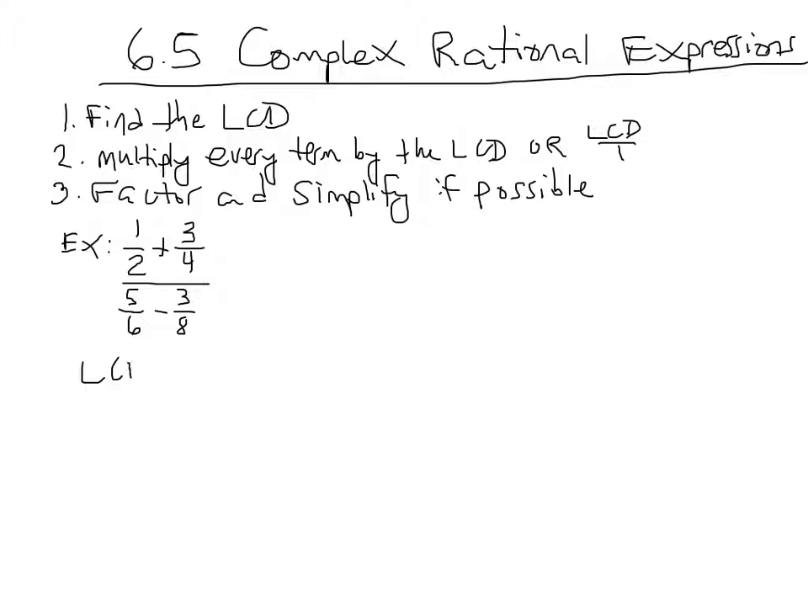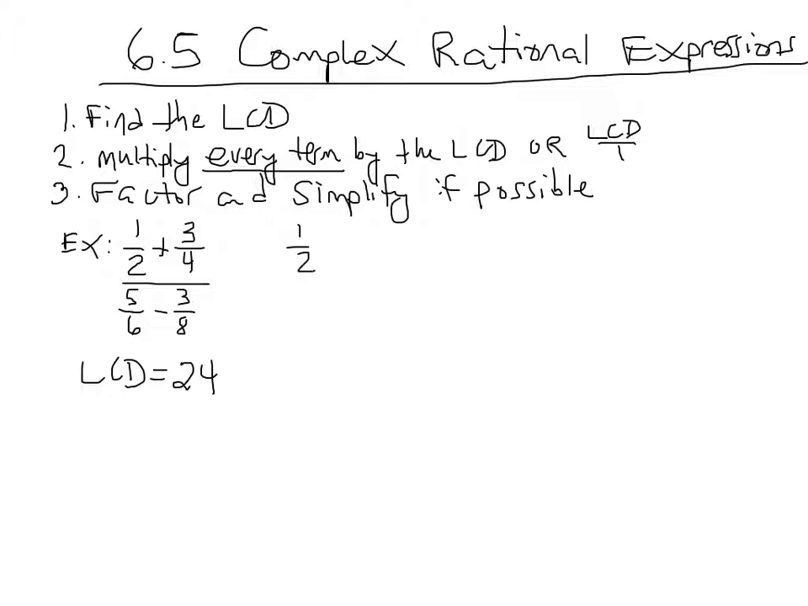So the LCD for this problem, the least common denominator of 2, 4, 6, and 8. What's the smallest number that all four of those numbers go into? Hopefully we can see by inspection that it's 24. Otherwise we need to write out the prime factorizations of all of those. So we're going to multiply every term by the LCD, or the LCD over 1.